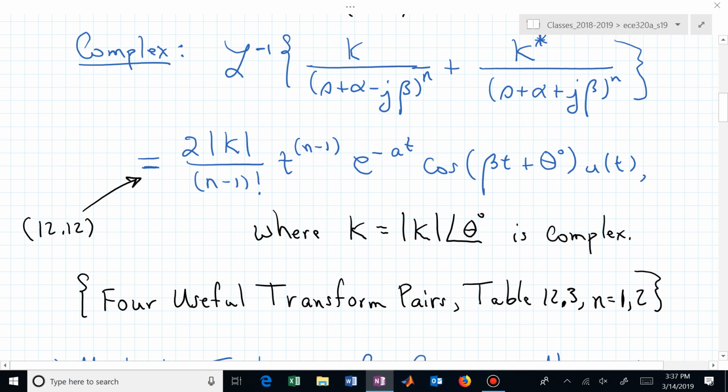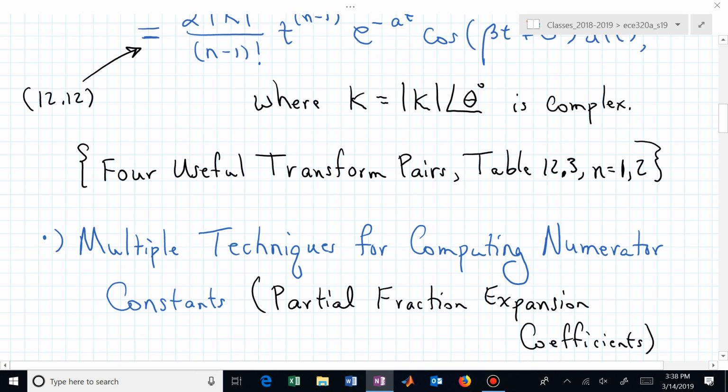Table 12.3 documents 2 such conditions for both real and complex. So you see 4 useful transform pairs in table 12.3. The 4 is because you're only looking at a single pole, and then it's repeated twice for both the real case and the complex case. If you want to see it in just those cases, n equal 1 and n equal 2, that's provided in table 12.3.